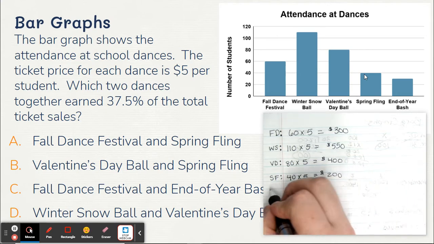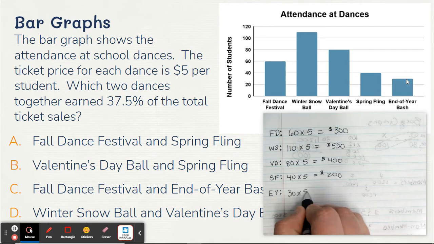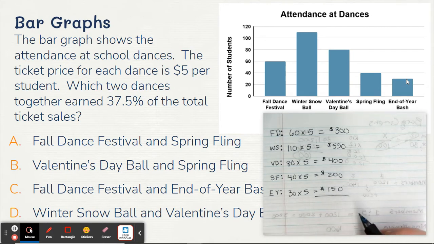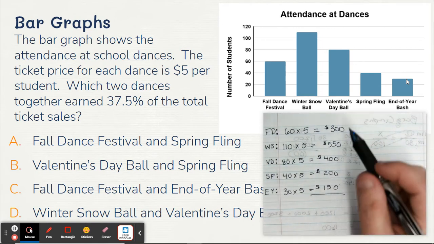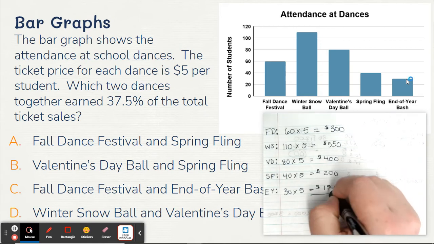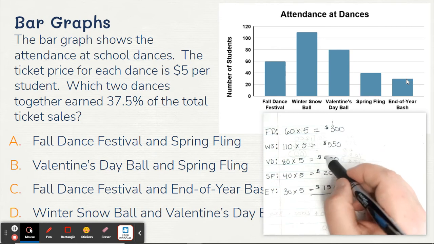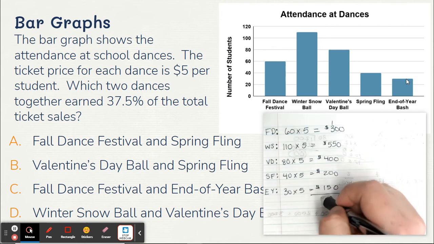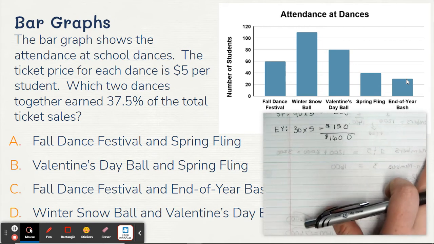And then my last one, the end of year bash, which is in between 20 and 40. So it would be 30 times 5 is 150. Okay, and then I need to add those all together to find my total, because remember, when I set up a proportion, I need the total. 0, 5 plus 5 is 10, 4, 9, 13, 14, 15, 16. So 1,600.